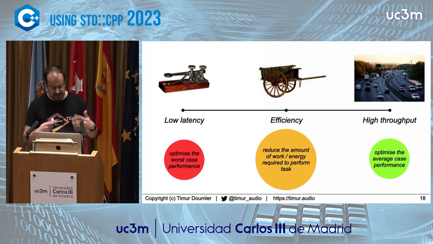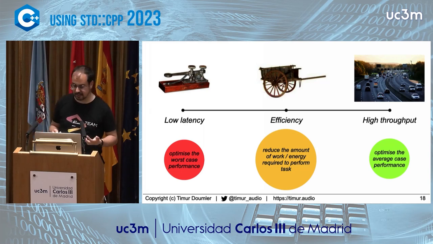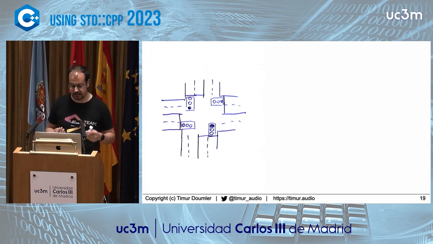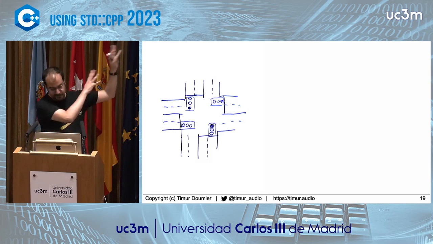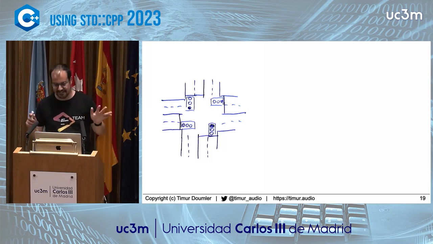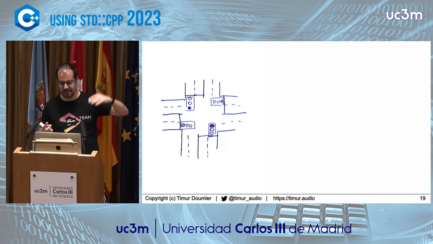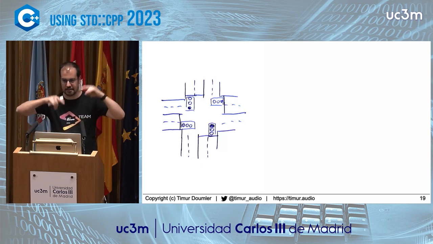And just to keep going a little bit with these analogies, because I think it's really useful to think about it that way. Let's say you have a problem like you have an intersection. Sorry for the bad drawing. I did that this morning. I hope you can see what's going on there. So this is supposed to be an intersection with traffic lights and two lanes in every direction, right?